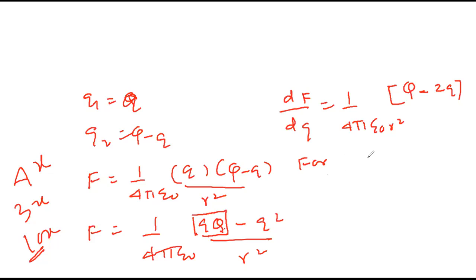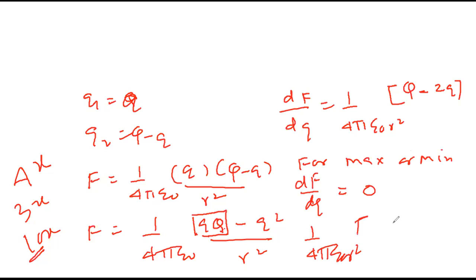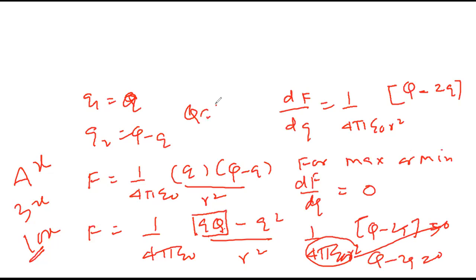Now for maximum or minimum, dF by dq should be 0. So 1 upon 4 pi epsilon naught r square times (Q minus 2q) should be 0. If I multiply this with 0, it will become 0. So Q minus 2q is 0. Therefore Q equals 2q. So small q is Q by 2. Understood? Yes, sir. So that's why we wrote Q1 is the same as Q2, which is Q by 2.